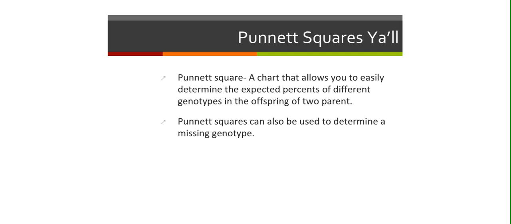We've done very basic Punnett squares. When we crossed a homozygous dominant with a homozygous recessive, we saw that 100% of the plants exhibited the dominant trait. Then when we crossed those heterozygotes, we saw a completely different percentage value. So Punnett squares are a great way to determine what you're expecting to see.